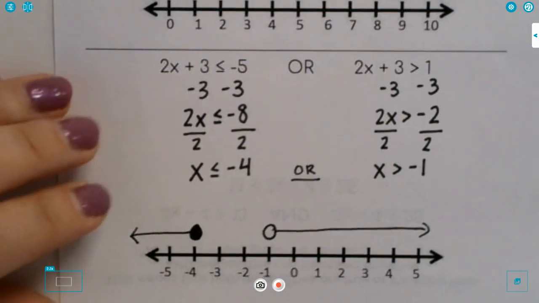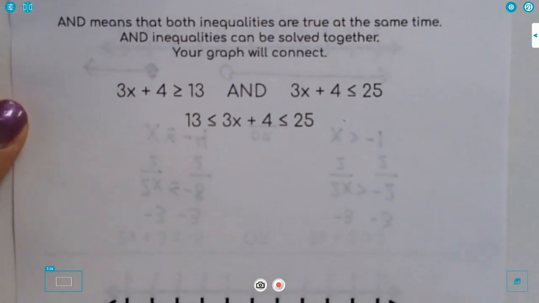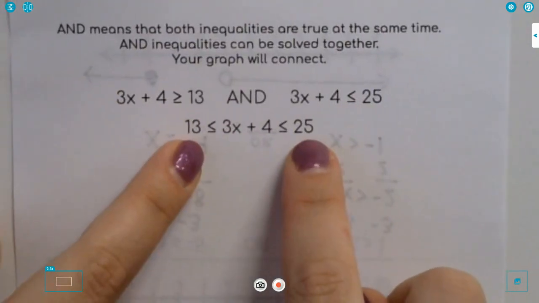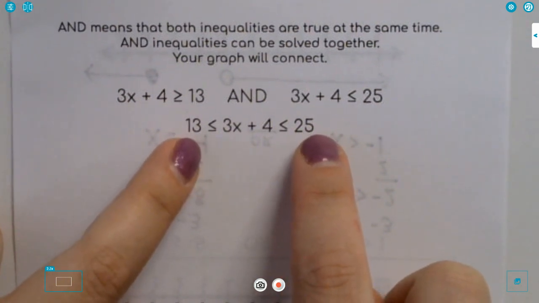Okay, flip this over then. We've got 2 and ones on the back. So at the top it says and means that both inequalities are true at the same time. And inequalities can get solved together. So I have them written separately, but then I also put them together for you. And on your assignment, they're already all put together.